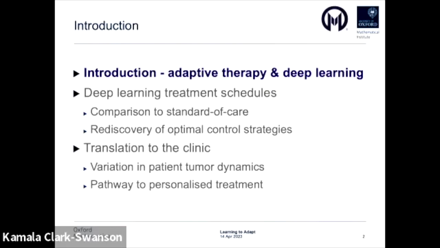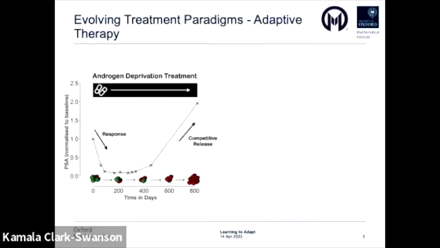And then I'm going to talk a little bit about how we can actually learn from the deep learning framework in terms of what an optimal strategy might be for adaptive therapy, and how we can then translate that into the clinic on a patient-specific basis.